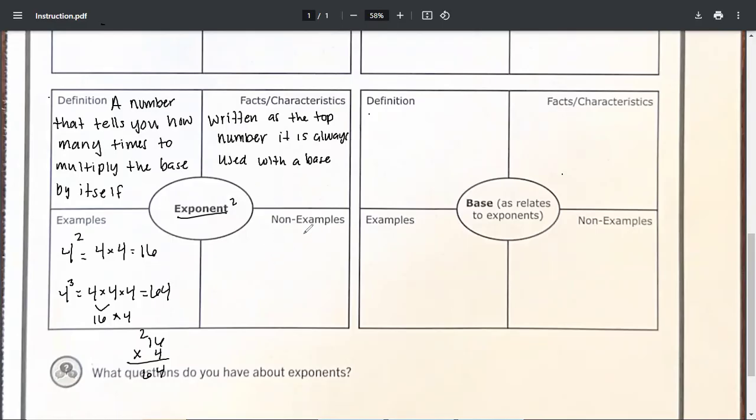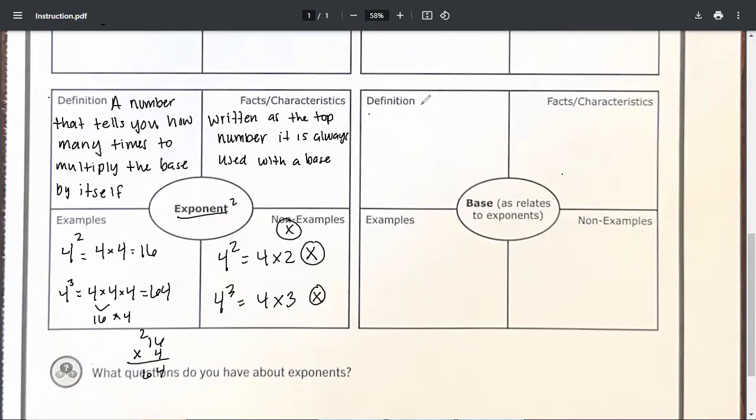Okay, so some of our non-examples, such as 4 to the second power, do not mean 4 times 2. No, this is wrong. And just like this, 4 to the third power does not mean 4 times 2 times 3. Again, those two are wrong. These are not examples. The exponent does not mean to multiply your numbers by that.